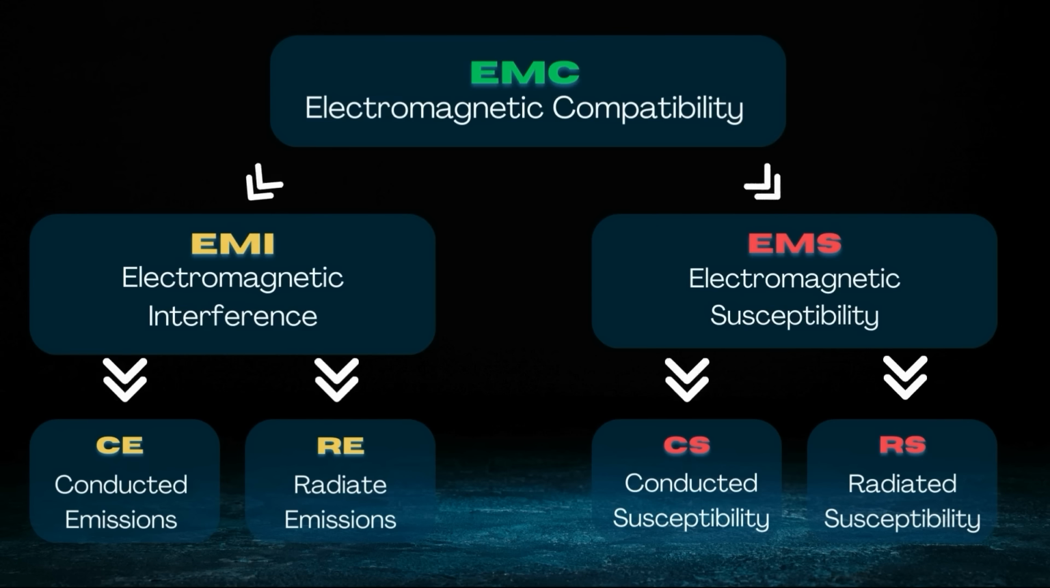Let's now see how EMC is divided into categories. We can generally divide EMC into two main branches: electromagnetic interference or emissions, which is then divided into conducted emission and radiated emissions. On the other side, electromagnetic susceptibility, also called immunity, which is divided into conducted susceptibility and radiated susceptibility.